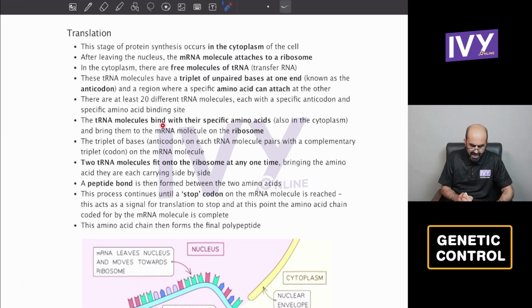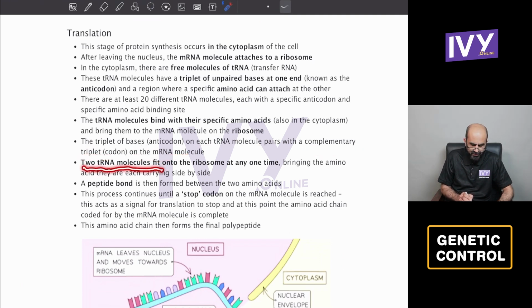The tRNA molecules bind with their specific amino acid also in the cytoplasm and bring them to the messenger RNA molecule on the ribosome. So they just pick up the amino acid from the cytoplasm, attach it to the CCA site, and then carry it toward the specific messenger RNA codon, following the specific base pairing rule. The anticodon will match with the codon, and the amino acid will be brought to the ribosomes. The triplet of bases, the anticodon, on each tRNA molecule pairs with a complementary triplet codon on the messenger RNA molecule.